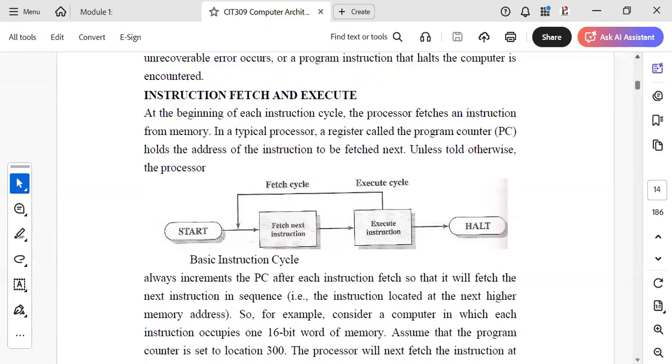At the beginning of each instruction cycle, the processor fetches an instruction from memory. In a typical processor, a register called the program counter, PC, holds the address of the instruction to be fetched next. Unless told otherwise, the processor always increments the PC, that is the program counter, after each instruction fetch so that it will fetch the next instruction in sequence. That is the instruction located at the next higher memory address.